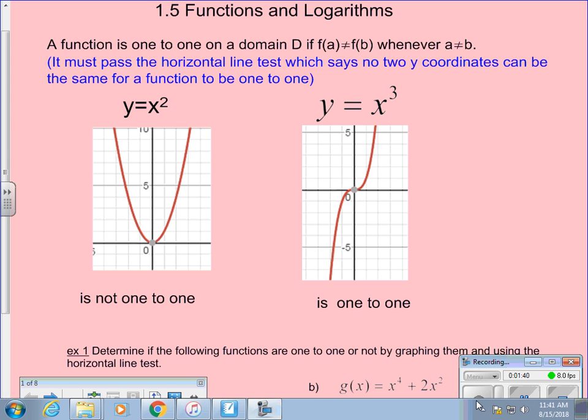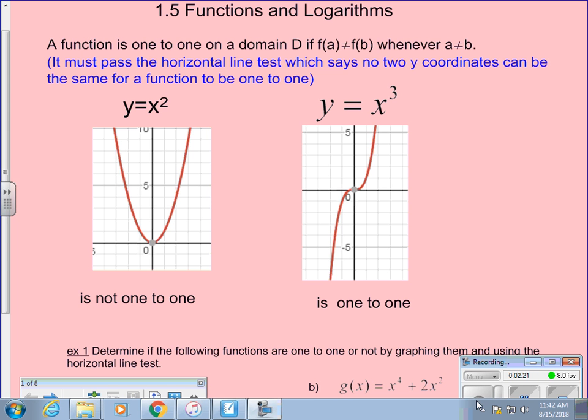With 1-to-1 on a domain D, that means we have a specific domain that we're talking about, whether the domain of that function is all real numbers, whether we use the actual domain of the function, or if we limit the domain by constraints that we can impose upon it. But on any particular domain, f of A does not equal f of B, wherever A doesn't equal B. So what that says is, whenever I have two different x inputs, I need to have two different y outputs. Two x's cannot have the same y for a 1-to-1 function. For a regular function, that's okay. But for a function to be 1-to-1, this is a subgroup of functions. These are functions that are 1-to-1.